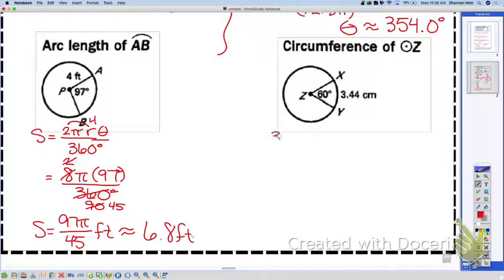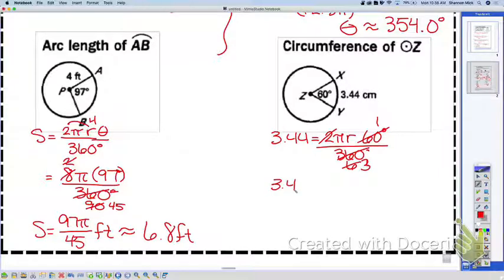Okay, so 3.44 equals 2 pi r times theta, which is 60 over 360. Now, the last time I just multiplied by the reciprocal right away, but doesn't 60 go into 360? Yeah, 6 times. Does 2 still go into 6? No, 3 times. 2 goes into 2 once, 6 three times, right? So now I have 3.44 equals pi r over 3.